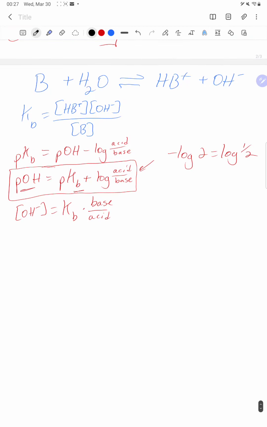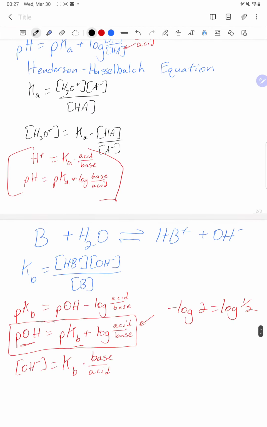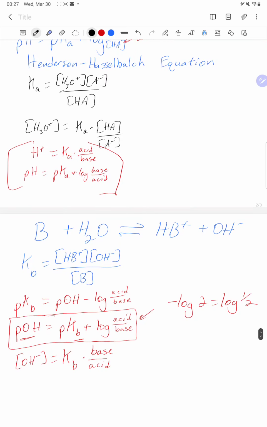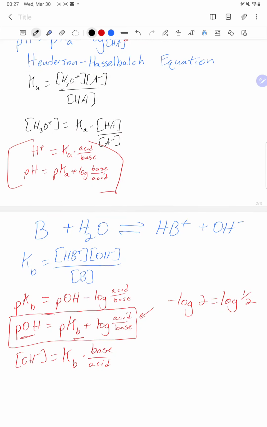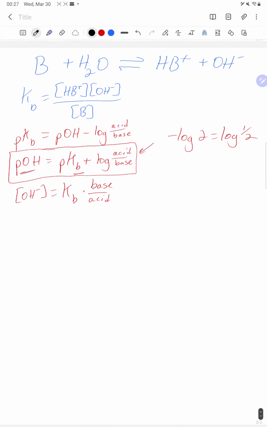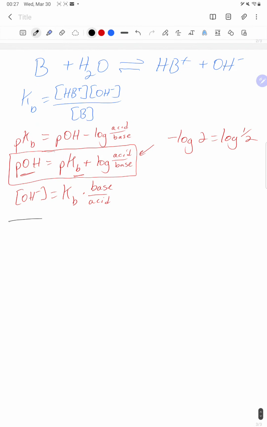Now let's look at more math. So that's useful, but how do you switch between pHs and pOHs? There's got to be some relationship between the two, since acids and bases react with each other.